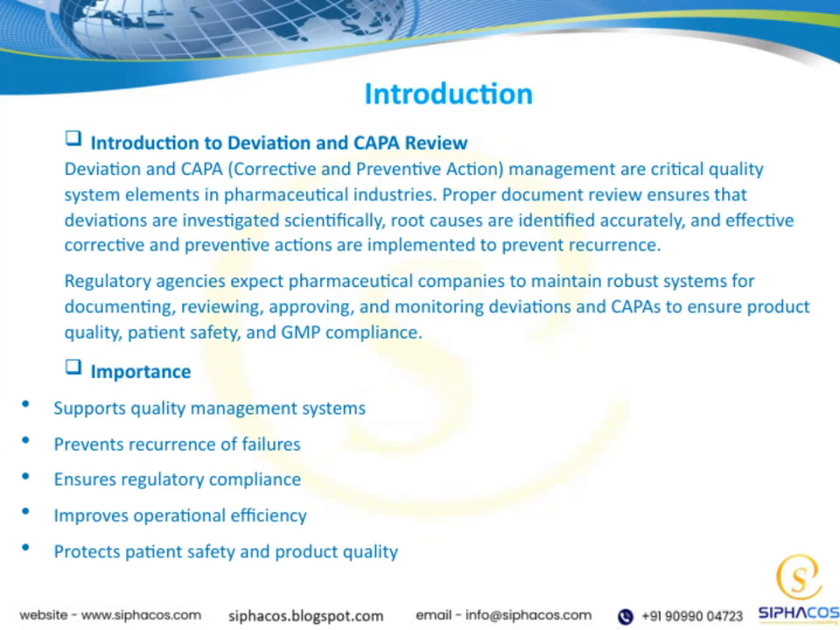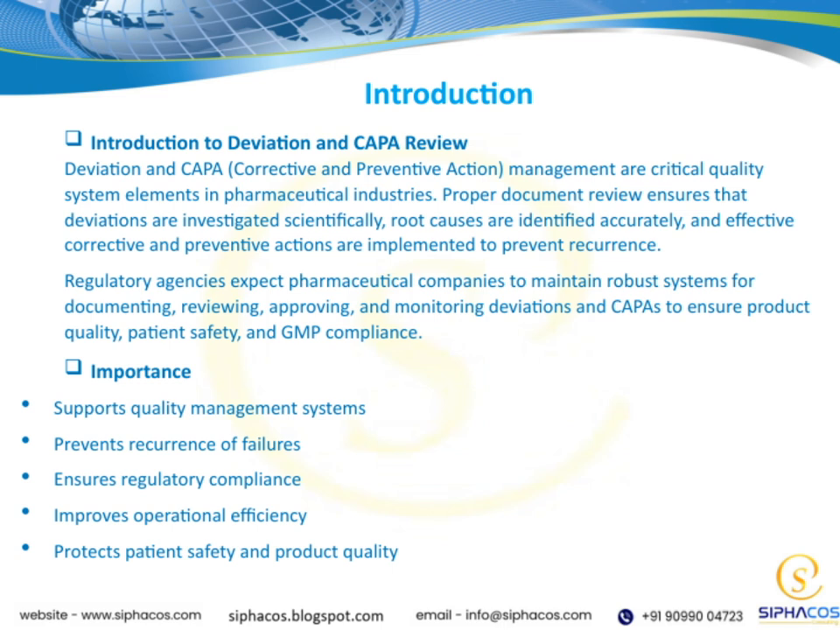Welcome to today's session. Let's start with an introduction to deviation and CAPA review. These elements are absolutely critical in our quality systems within the pharmaceutical industry. Proper document review plays a key role here. It ensures that when deviations occur, they are investigated thoroughly and scientifically. This allows us to accurately identify the root causes of issues. Once we understand the causes, we can implement effective corrective and preventive actions. The goal is to prevent similar problems from happening again in the future.